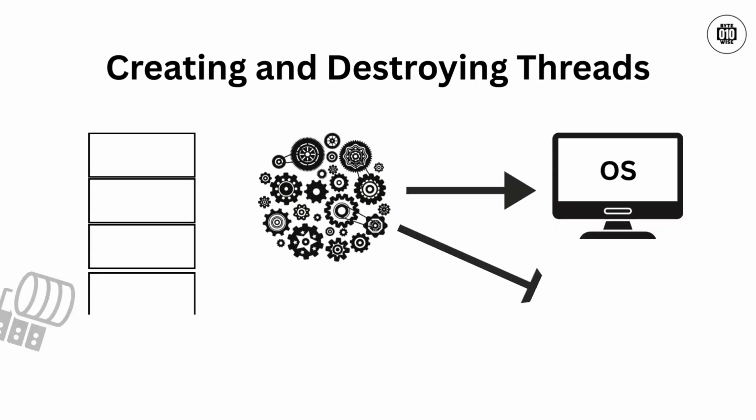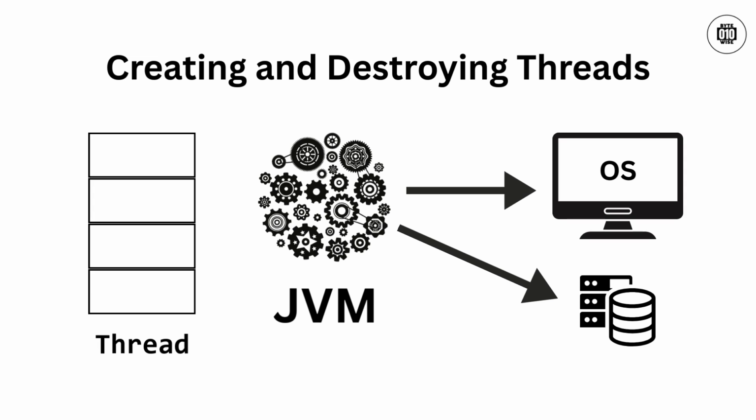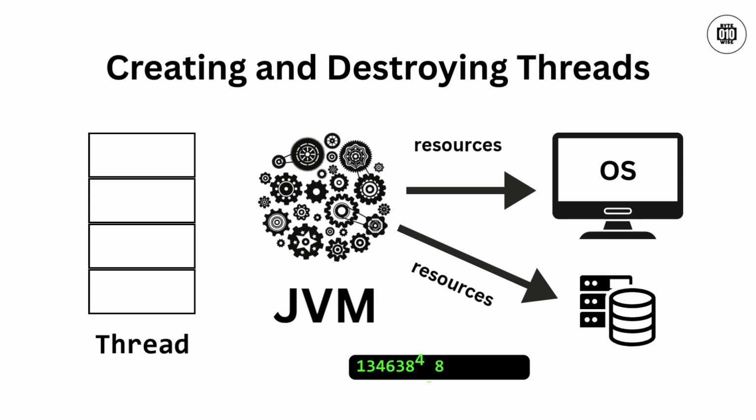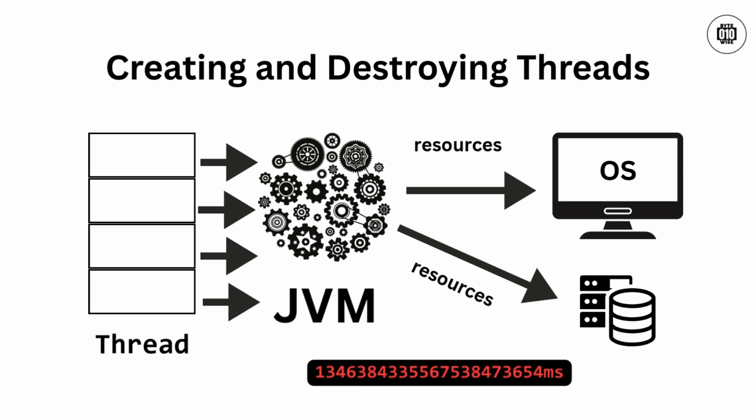expensive. Next up is the cost of creating and destroying threads. When you create a thread, the JVM has to allocate resources at both the JVM and operating system levels. This process isn't instantaneous, it can take several milliseconds per thread. If your application creates threads frequently, this overhead can add up fast, especially under high load.